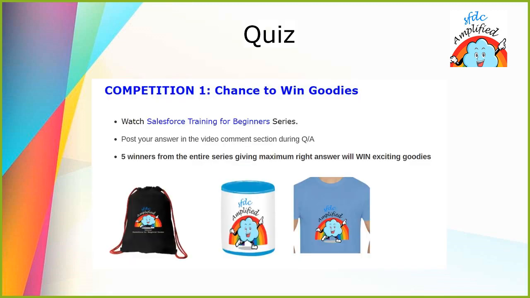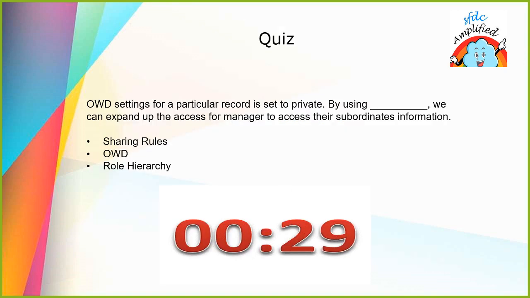So let's have a quiz related to it. So guys, are you ready for it? The OWD setting for a particular record is set to private. By using what can we expand the access for a manager to access their subordinate information?